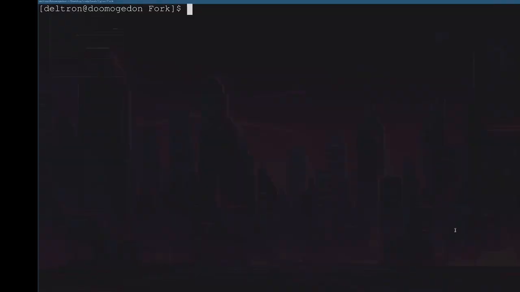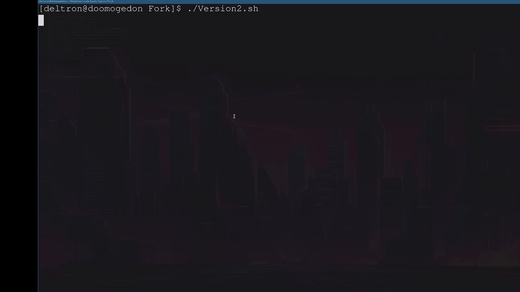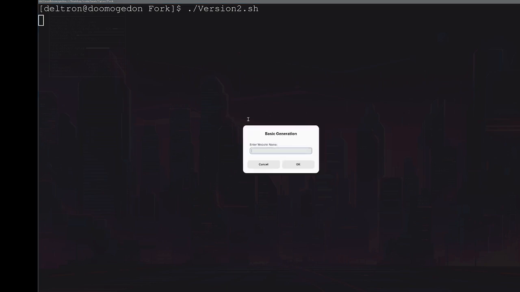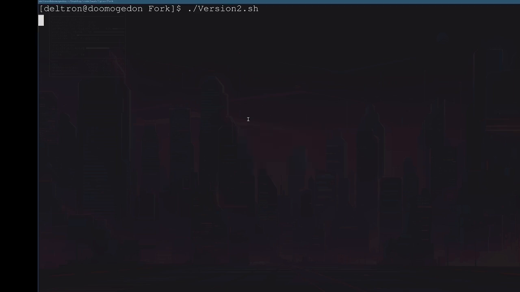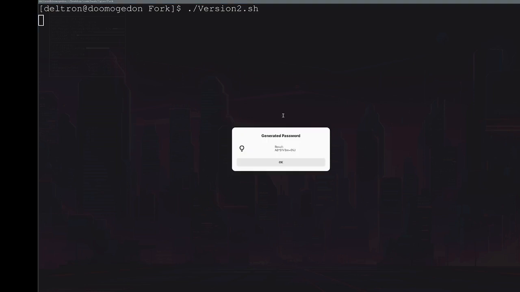So this will be a quick demonstration of how it works. Version 2.sh. So basically it's just a bash script, but it uses Zenity, so it actually has like a user interface basically. But there's the basic generation and the advanced generation options. So if we go to basic generation, hit OK, it'll prompt the user for a website. So let's say this is my Amazon password. Amazon. OK. And then my password could be 123, and this is the password it generated.